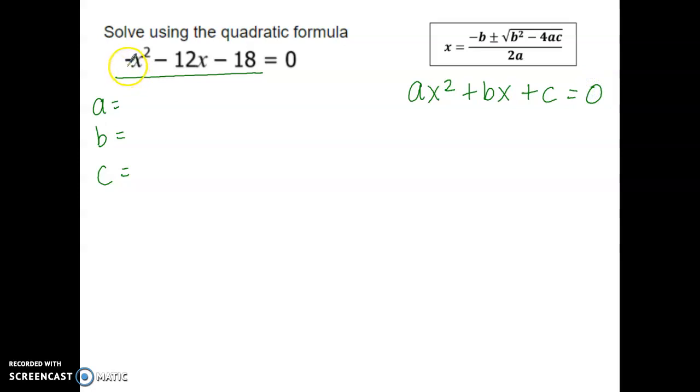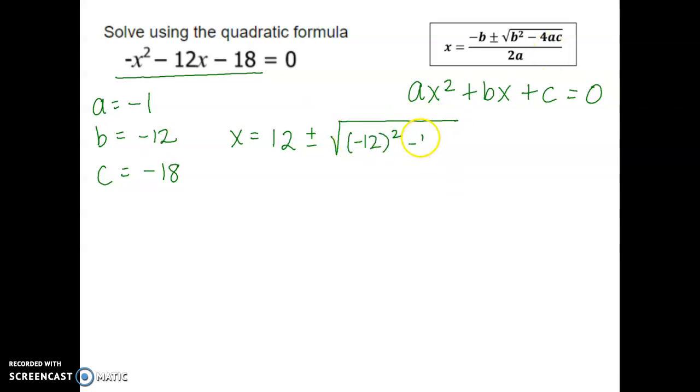So A here is, well, that negative means that's a negative 1. B is negative 12, and C is negative 18. Okay, lots of negatives here, so we have to be very careful. So when we go to plug in, opposite of B, well, the opposite of negative 12 is positive 12, plus or minus the square root of B squared, so that's going to be negative 12 squared, minus 4, remember that minus 4 is part of the formula, times A, which is negative 1, times C, which is negative 18, and we're dividing the whole thing by 2 times A, which is negative 1.